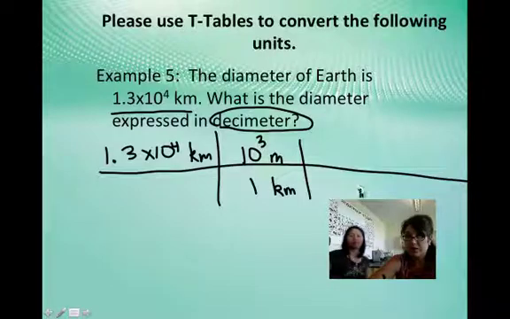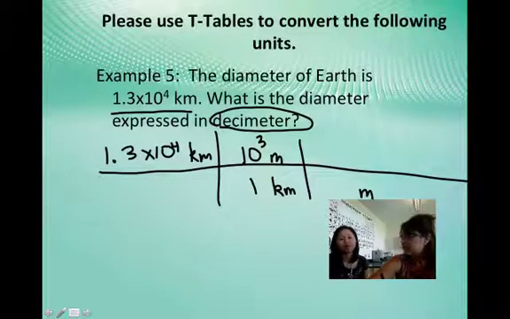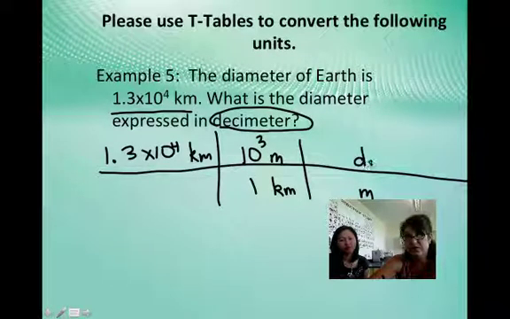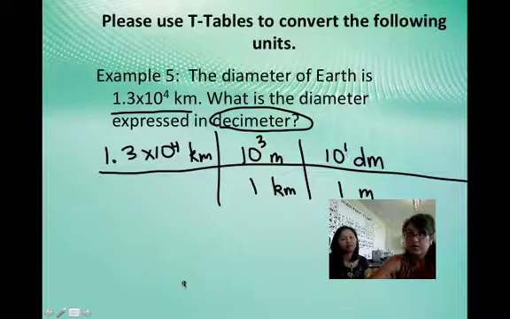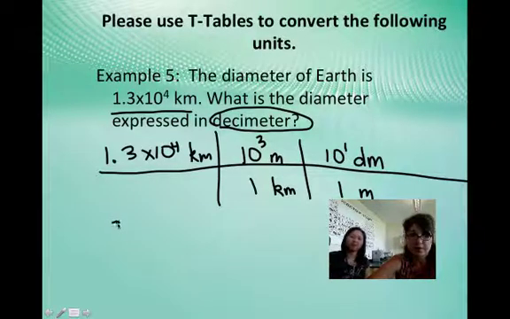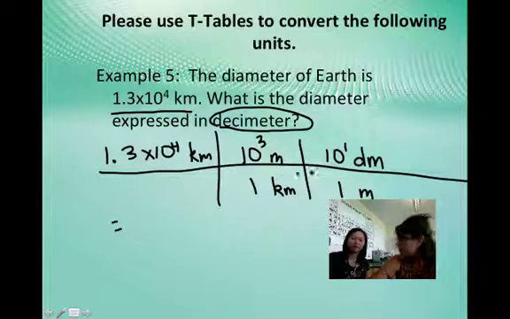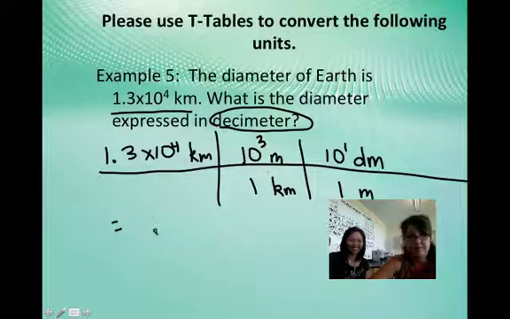Now meters has to go catty-corner. Crisscross cancels. And we're changing to decimeters now. So which one is bigger? Meters. Put 1 in there. 1 goes there, and it was 1 step away. So it's 10 to the first. No negatives. And look at our denominator. That's easy. It's just 1.